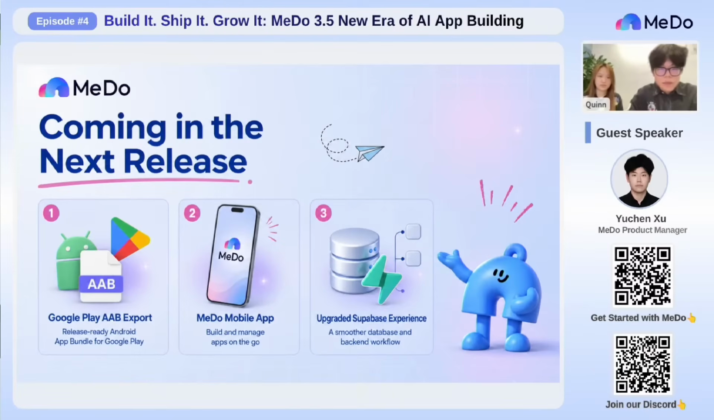And second is Midu on mobile. Next release, you'll have Midu on your phone and can build from your phone or check on a generation while you are commuting. And last is a better service experience. We did a lot on the database this release, for example dev split, version rollback, and shared backend. In our next release, we will focus on making management smoother, so people who aren't database people can still feel confident with their own data.